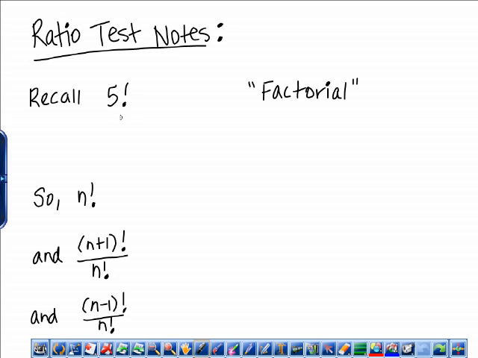We're going to start with remembering something that you learned last year, factorial. This little exclamation point means factorial, and 5 factorial simply means 5 times 4 times 3 times 2 times 1. Okay, and any factorial you would do a similar way. You just do the integers decreasing by 1 all multiplied together.